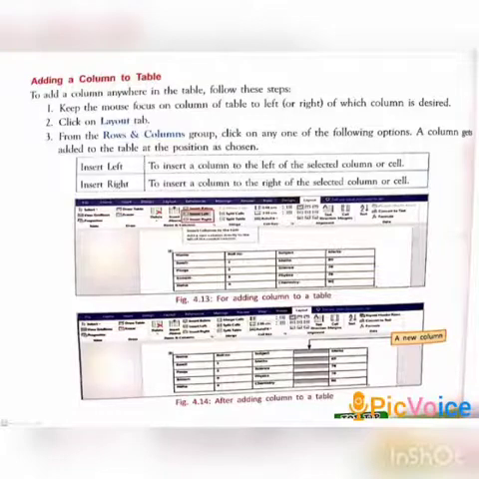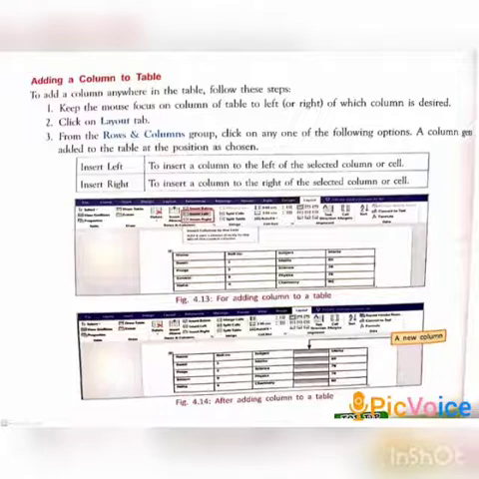Then adding a column to table. First step, keep the mouse focus on the column of the table to the left or right of which the column is desired. Second step, click on the layout tab. Then from the rows and columns group, click on any one of the following options. A column gets added to the table at the position you chose.